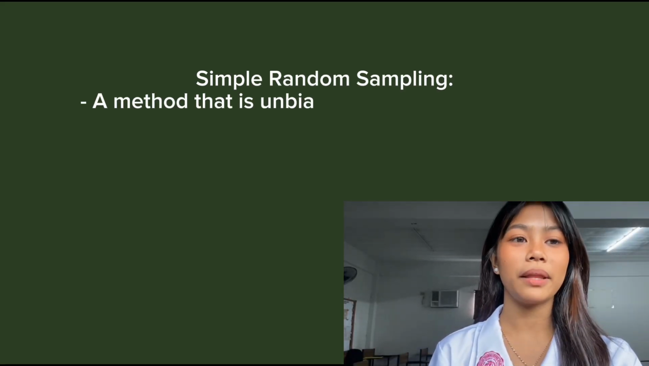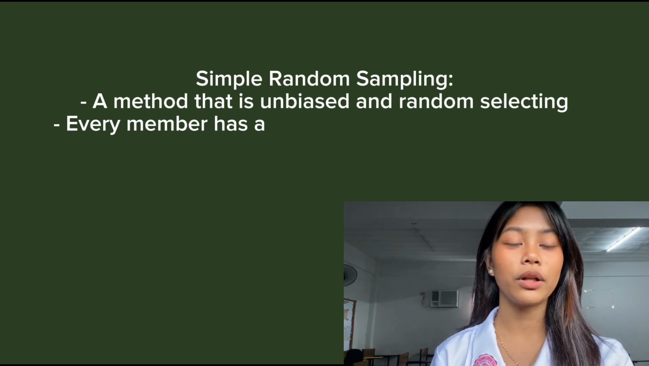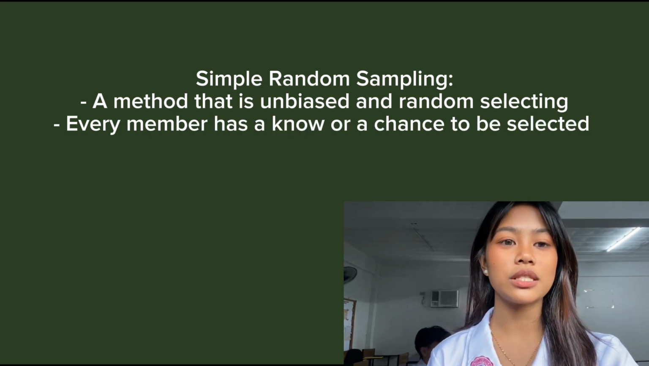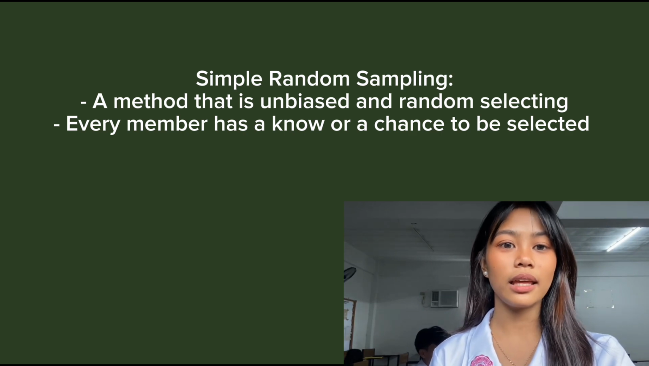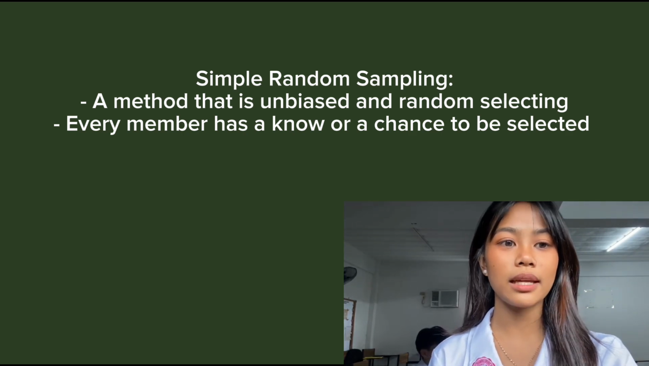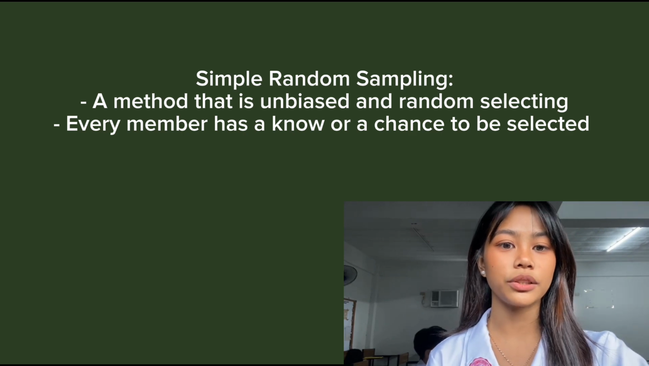Simple random sampling is a method of selecting a sample from a larger population, where every individual has an equal chance of being chosen. This technique ensures fairness and prevents bias, making the sample truly representative of the entire population.